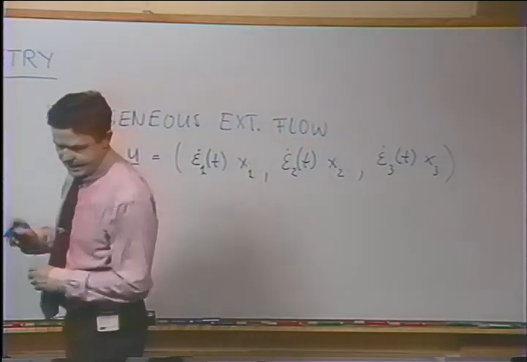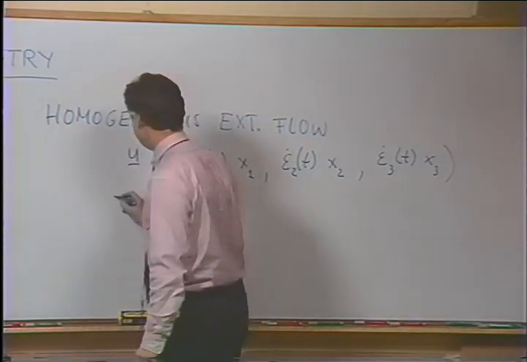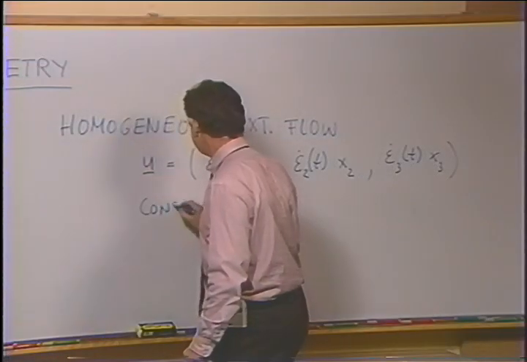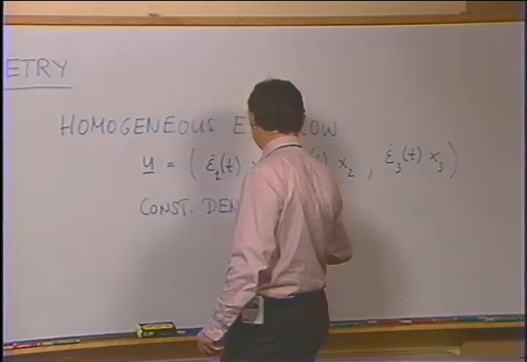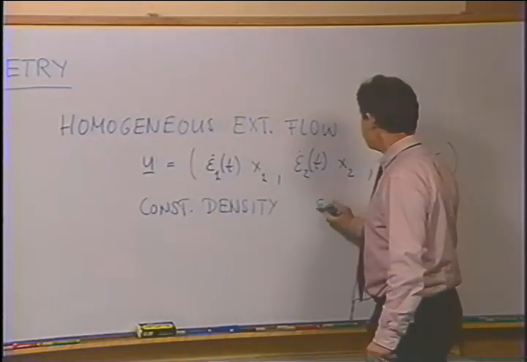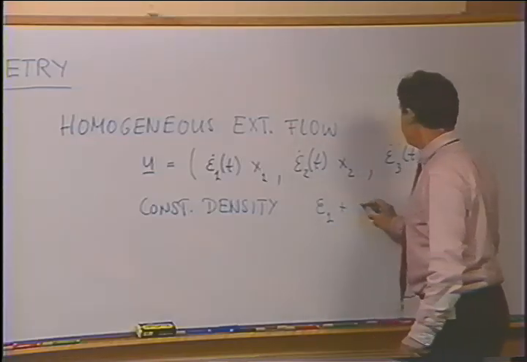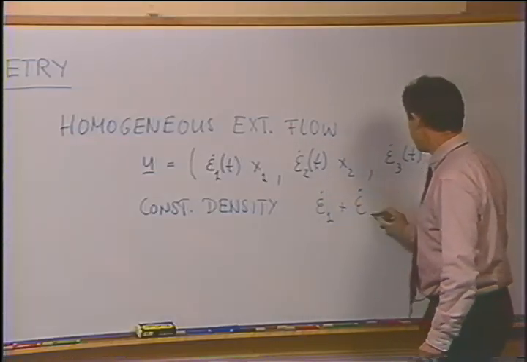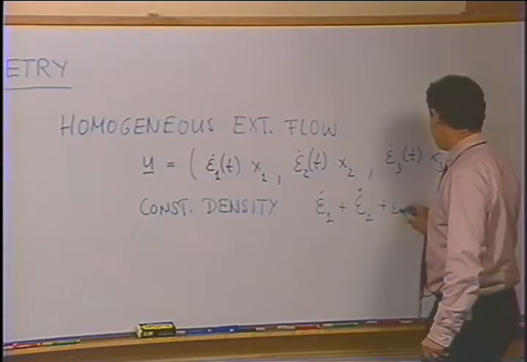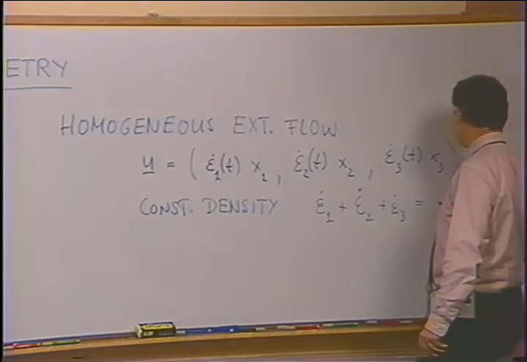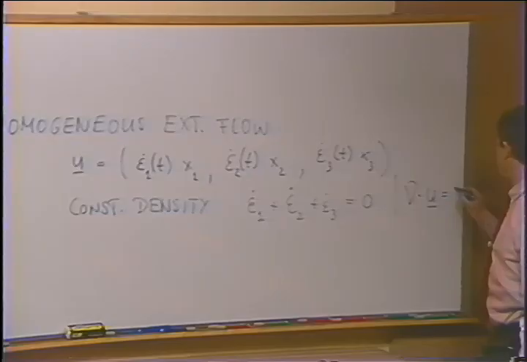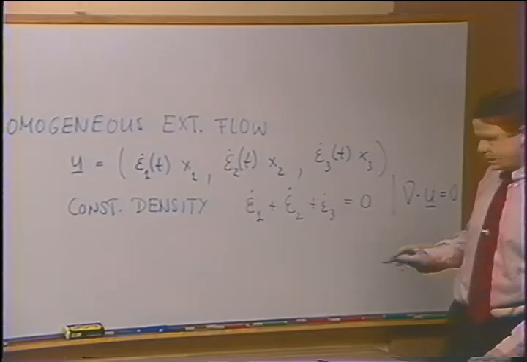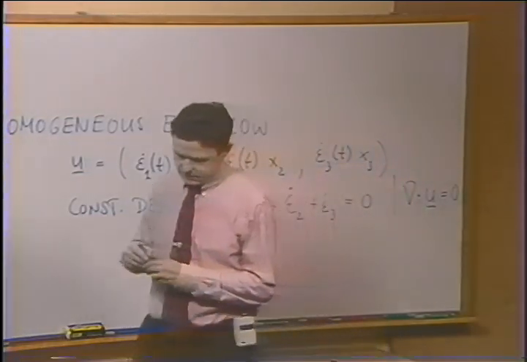Now, the constant density I wanted to mention. So for constant density, the sum of the extension rates, epsilon dot 1, epsilon dot 2, and epsilon dot 3 is equal to 0, which is nothing else than the expression that the divergence of the velocity field is equal to 0. So that's the constant density requirement.